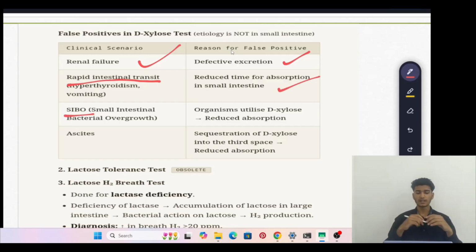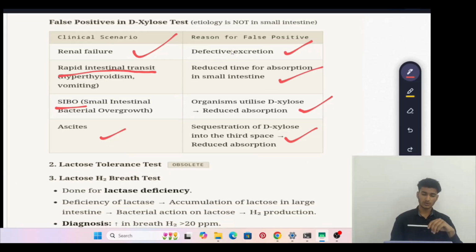SIBO, small intestinal bacterial overgrowth. The organism utilizes the D-xylose and reduces its absorption, so then also you will get a false positive. Ascites: sequestration of D-xylose into the third space will also reduce absorption.